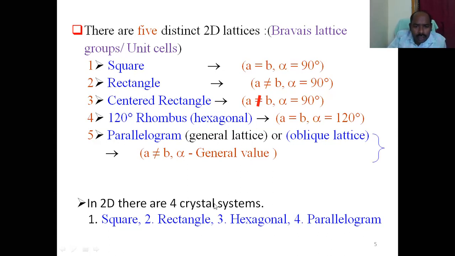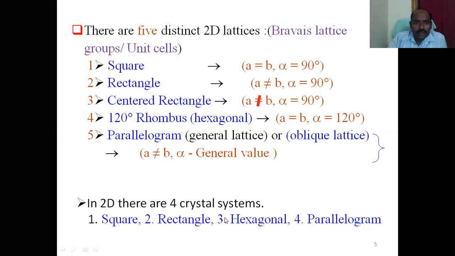Crystal geometrical symmetry means geometrical shapes. A square is one geometrical shape, a rectangle is another, a rhombus is another, and a parallelogram is another. But even though it is a centered rectangle, it is a rectangle according to geometrical shape. At the center of the rectangle, a lattice point is located. Therefore, the centered rectangle also belongs to the family of rectangle. So there are four crystal systems in 2D and five Bravais lattices in 2D.